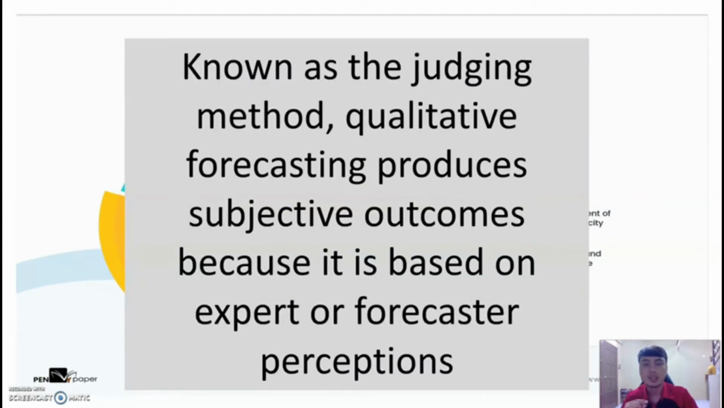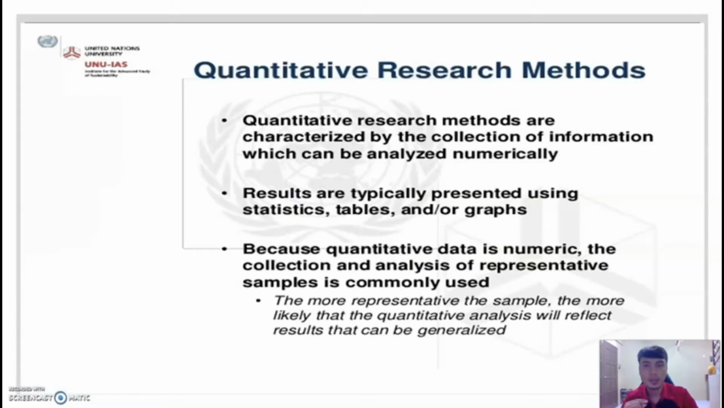It is also known as the judging method. Qualitative forecasting produces subjective outcomes because it is based on expert or forecaster perception. The quantitative research method is characterized by the collection of information which can be analyzed numerically. The results are typically presented using statistics, tables, and graphs.